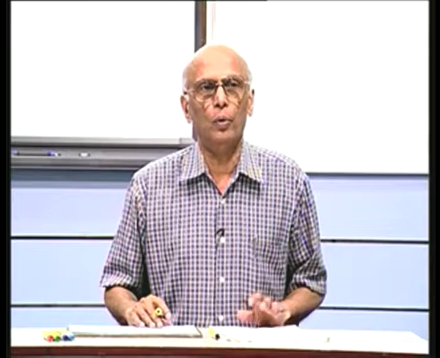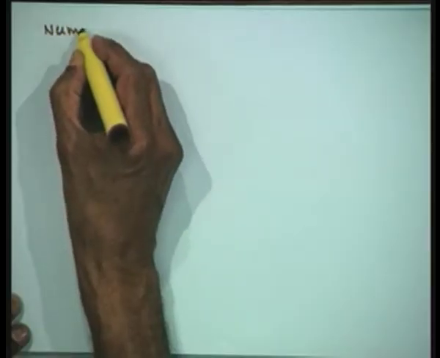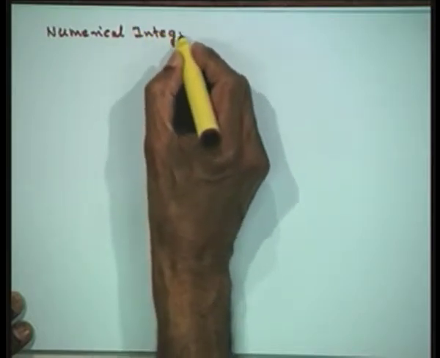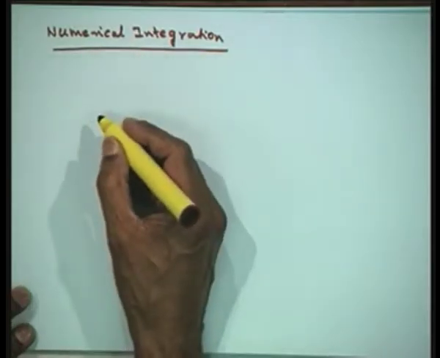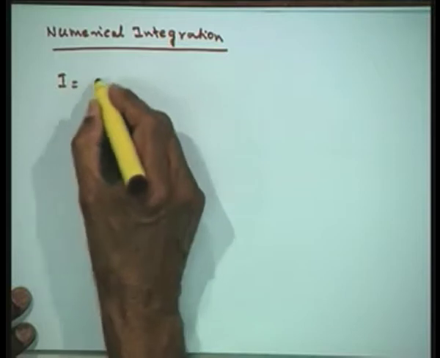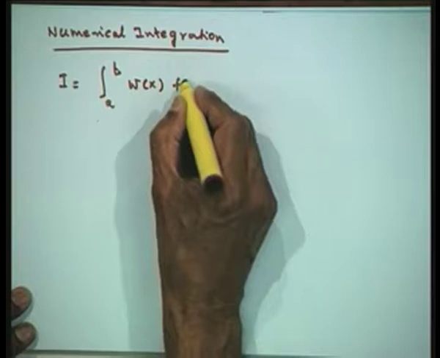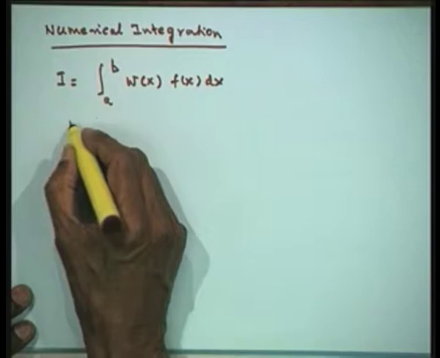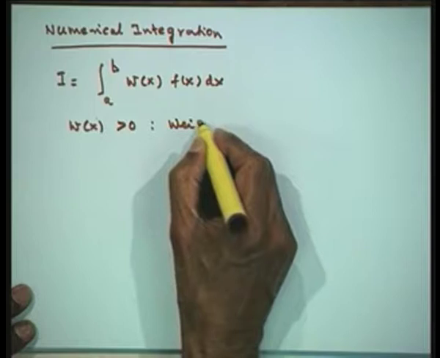Let us now see how we go about solving the problems of numerical integration. So, let us now take up numerical integration. What we are looking for is to write a formula for evaluating an integral of the form integral of a to b w(x) f(x) dx, where w(x) is a weight function, a positive quantity.